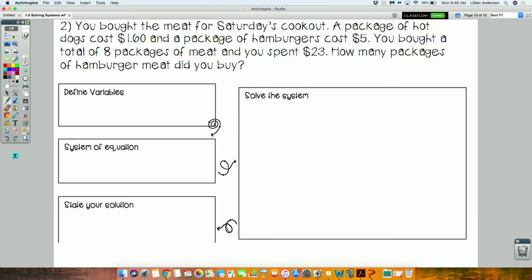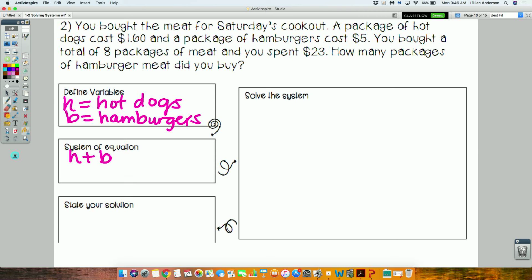Okay, who got this? Who got the variables? What are my 2 variables here? Rachel. H equals hot dogs and B equals burgers. Okay, so we've got H for hot dogs and B for burgers, okay? And then, should I keep going? Yeah. And then the system's equations would be H plus B equals 8.